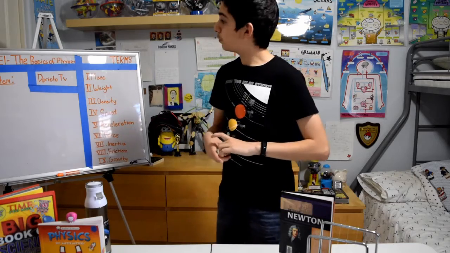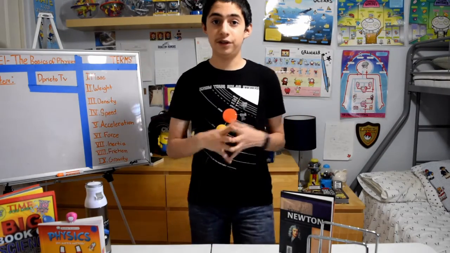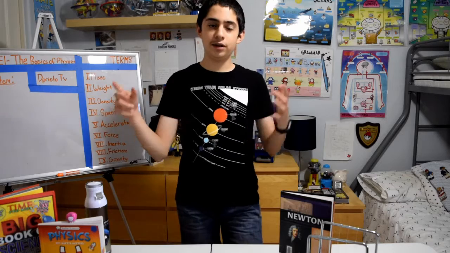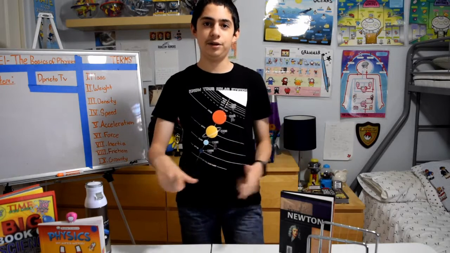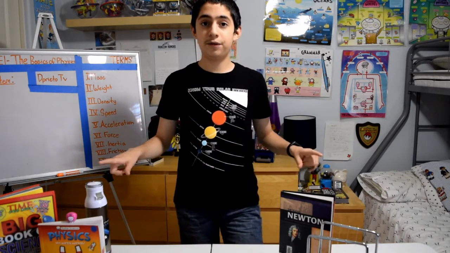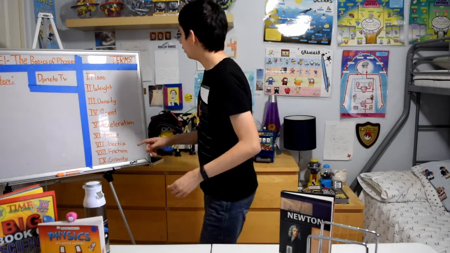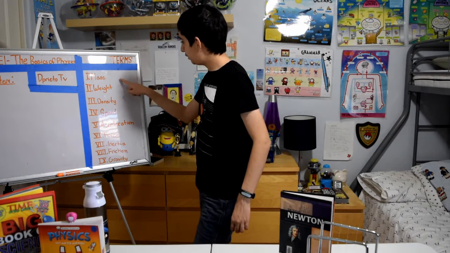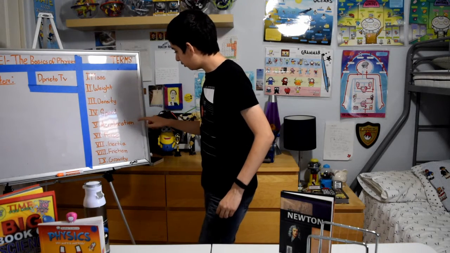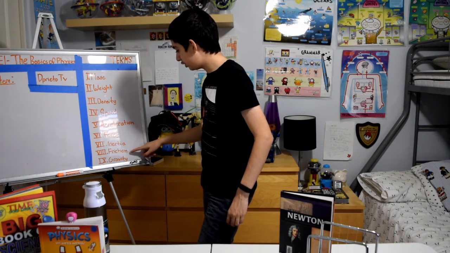So, our first lesson today is called the basics of physics. Today, like we did for the basics of chemistry, we're just laying down the foundation before we actually get into doing physics. Okay, so key terms: we have mass, weight, density, speed, acceleration, force, inertia, friction, and gravity.